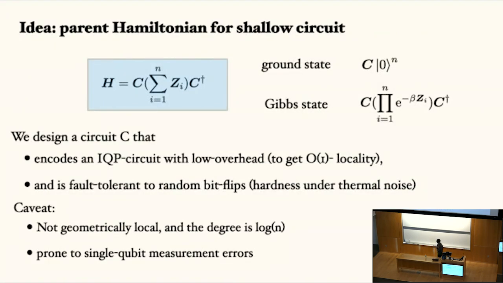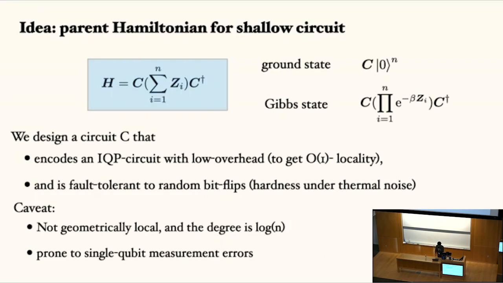So what's the idea? The idea is actually quite simple. Let's start with a Hamiltonian with a bunch of independent Z's, and the ground state is going to be all zeros. If you conjugate this Hamiltonian by a low-depth circuit, the whole thing is just going to rotate. The ground state is just C acting on zeros, and the Gibbs state is also just the Gibbs state of the non-interacting Z's, conjugated by the circuit.